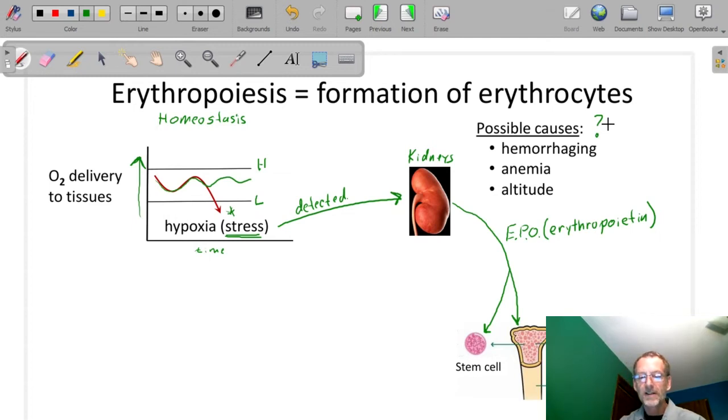The patient could have suffered from hemorrhaging or loss of blood. So if you spill out erythrocytes, blood cells, they're not in the blood to carry the oxygen. You're going to need some more. The patient could be suffering from some type of anemia, of which there are multiple causes. Or the patient could be suffering from high altitude effects.